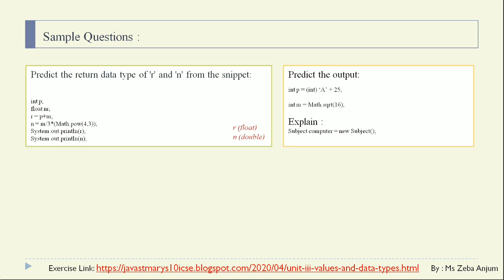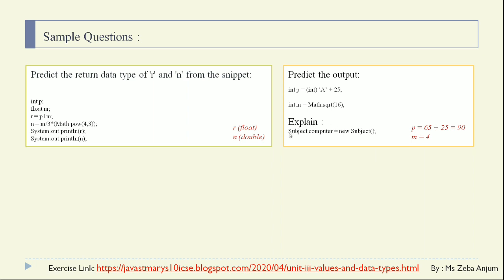In the second line, see int m equals to math dot square root 16. We know that the mathematical library function math dot square root will give out a double value, but over here we are having int m, and we are not using any type of explicit type conversion. So 4.0 will be returned by this square root method, but we are having int m, so the 0.0 will be neglected, or you can say it will be truncated, and only 4 will be stored in m. So this is the answer, p 65 plus 25. 65 means the ASCII value of a, and it is storing 90, m 4. Again the same reason, 0.0 is being truncated.